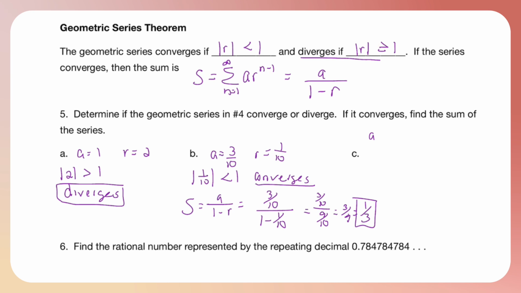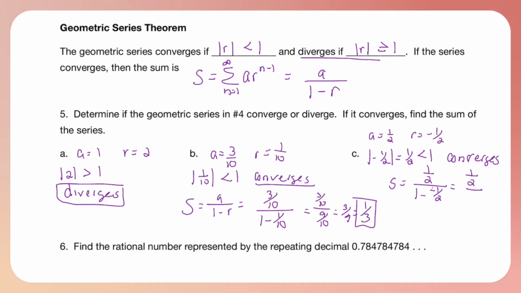Okay, looking at C, the last one, we had our A is equal to 1/2, our R was equal to negative 1/2. The absolute value of negative 1/2 is 1/2. 1/2 is less than 1, so yes, it converges. And our sum, again, we take our A divided by 1 minus R. So that's going to be 1/2 over 1 plus 1/2, which is 3/2. And 1/2 divided by 3/2 gives us 1/3.